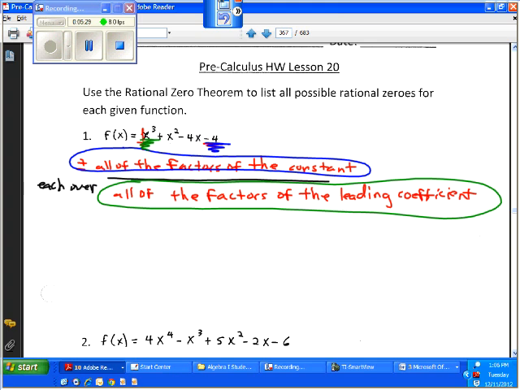Now, what are all the factors of 4? 1 times 4 and 2 times 2, right? What are all the factors of 1? Just 1. So we're going to take plus or minus all of the factors of the constant. Everybody with me?